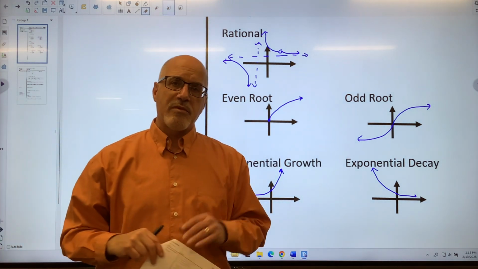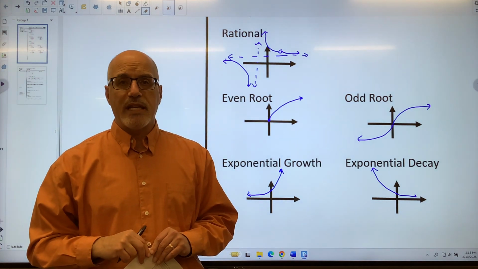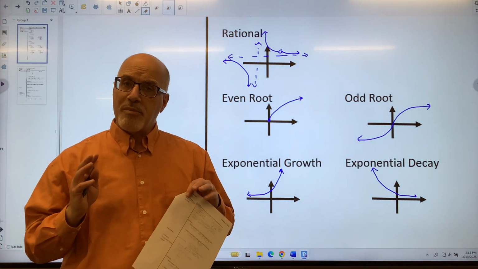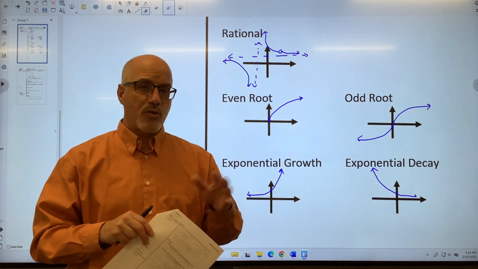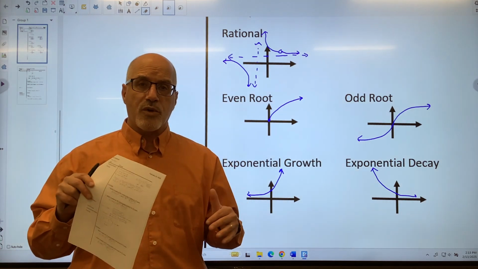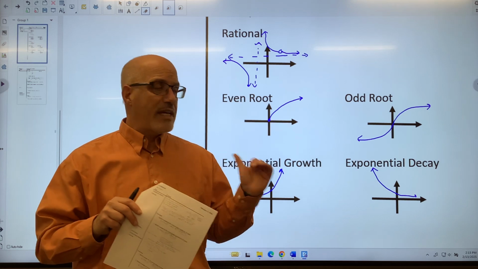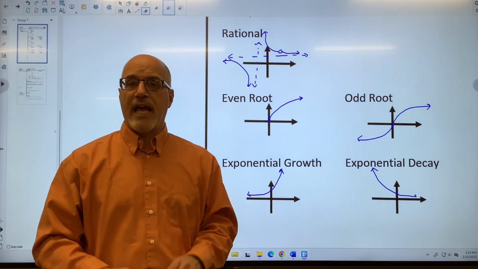So these are our families of functions that we've been working with in Algebra 2. You want to know what the basic graphs look like so that when you come across one of them that's been translated or stretched or shrunk, you know what the basic graph is so you can draw an accurate graph.